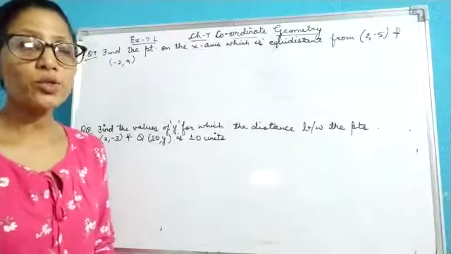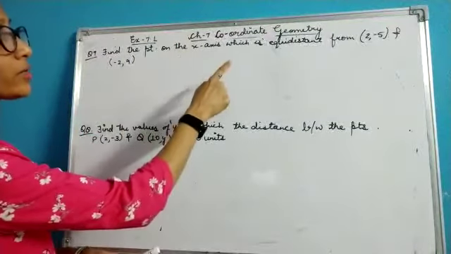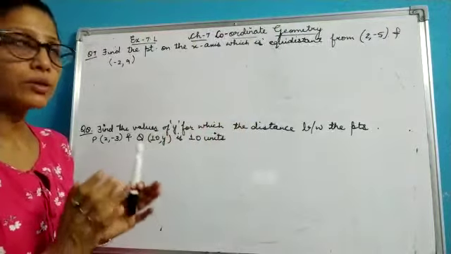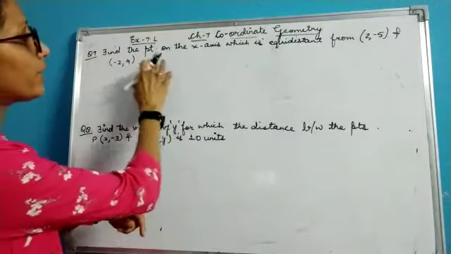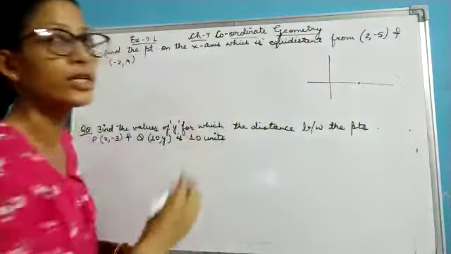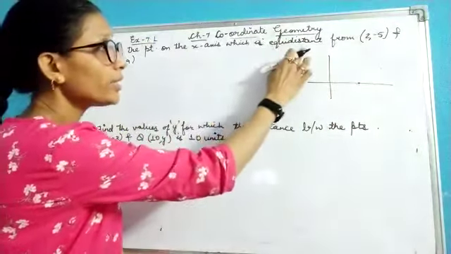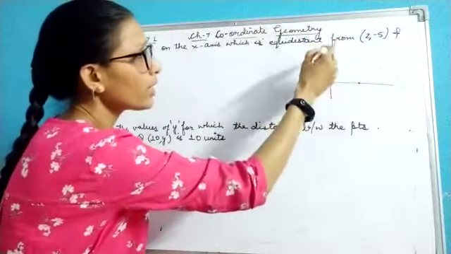Now let's see this question, children. Find the point on the x-axis which is equidistant from this and this. Children, wherever a diagram is possible, you draw the diagram. So here it is given, find the point on the x-axis. That means you need to find this point which is lying on the x-axis, which is equidistant from this and this. That means two points are lying somewhere.